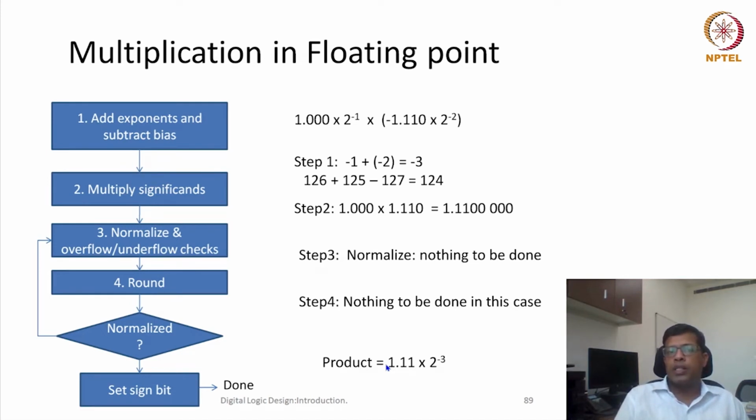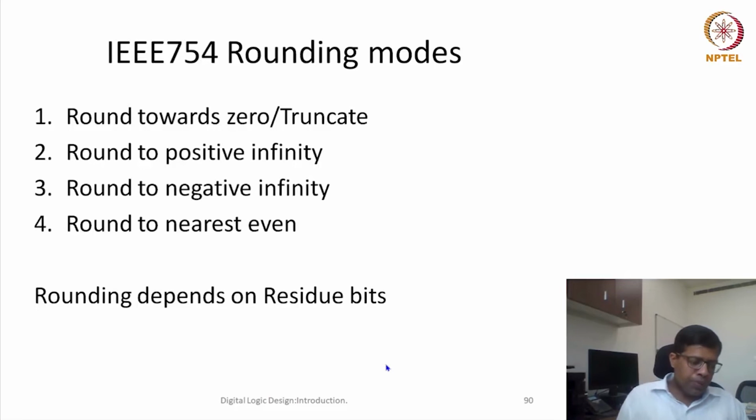Now let us see, if rounding needs to be performed, then how do we do rounding? The IEEE 754 standard defines that there are 4 possibilities of rounding. One is round towards 0, also called truncate. Truncate means that whatever bits after the significant bits are there, we simply drop them. The second is round towards positive infinity. The third is round towards negative infinity, and the fourth is round towards nearest even.